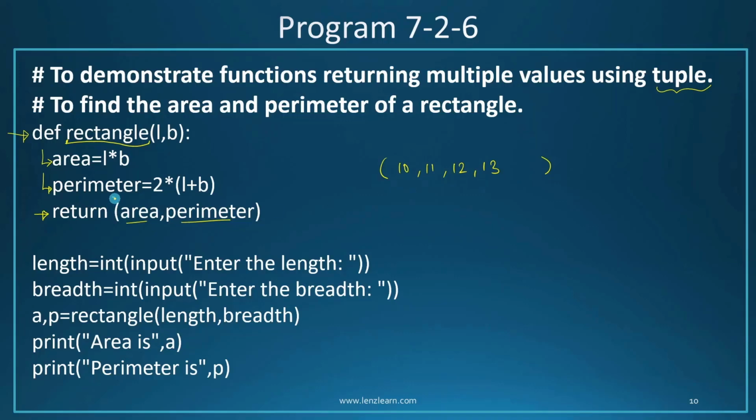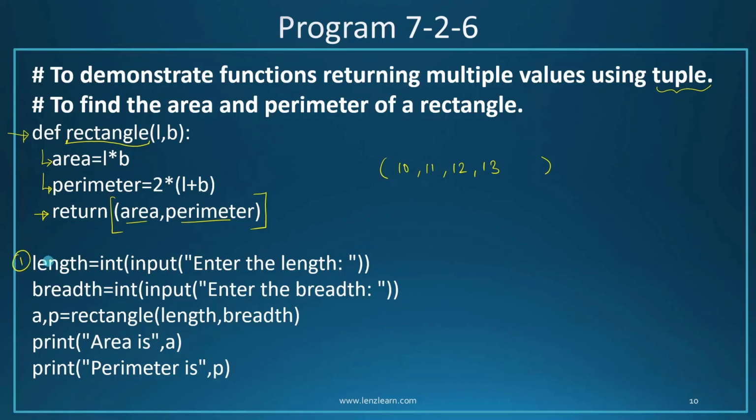So here you can see we are following the same construct of a tuple with 2 values inside it. Of course, you can have n number of values. If you want to return 5 or 10 values, you can do that. So this function rectangle is trying to send the area and perimeter value back to the caller. So let us see how it works.